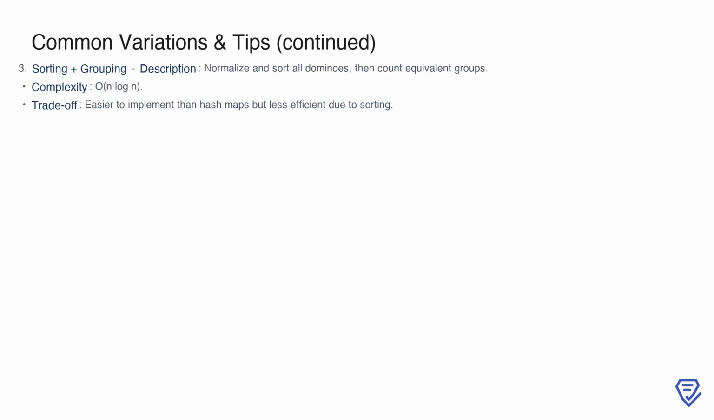Another approach to solving this problem is to use sorting combined with grouping. After normalizing all domino pairs, you can sort the list and then count equivalent groups. This method is less efficient than using a hash map because the sorting step introduces an O(n log n) complexity. However, it may be easier to implement if you're more comfortable working with sorted arrays than hash maps. While not optimal for large datasets, this approach can still be a practical alternative in certain scenarios.